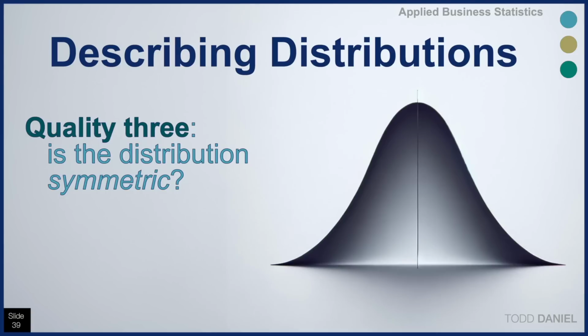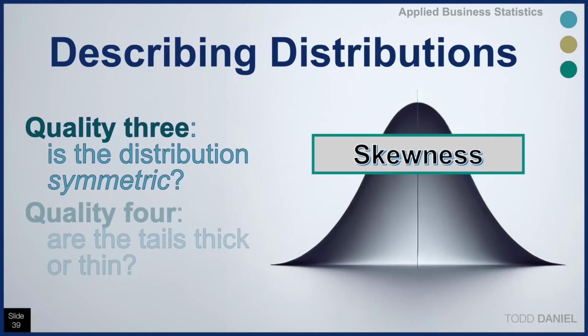So the third distribution quality that I want to explore is whether the distribution is symmetric, or is it skewed? Is it pulled out in one direction or the other? If it is pulled out toward the positive end of the scale, we call that a positive skew.